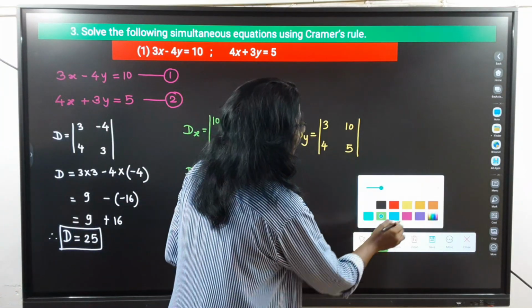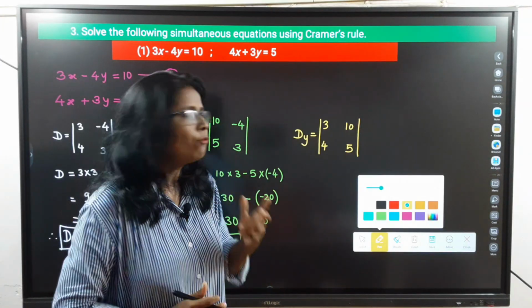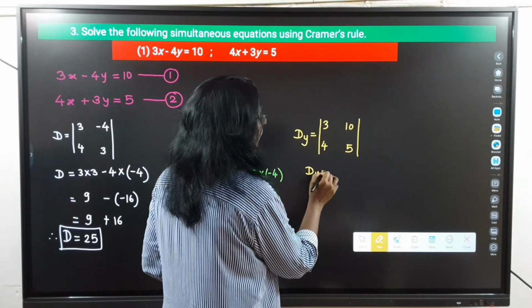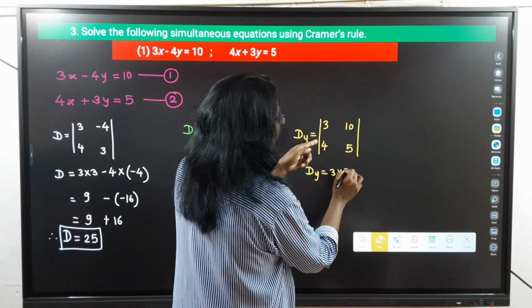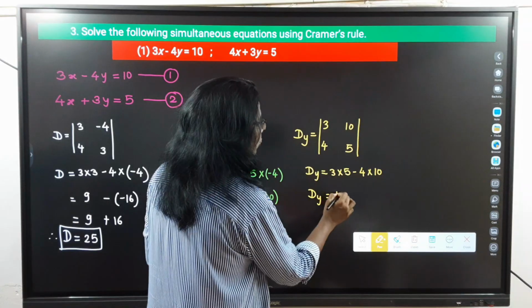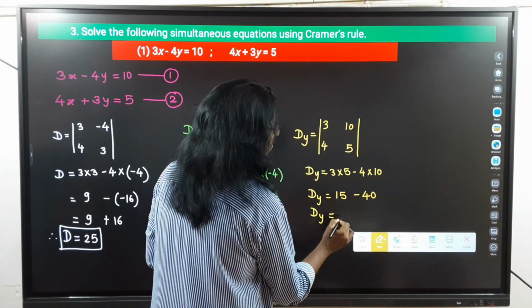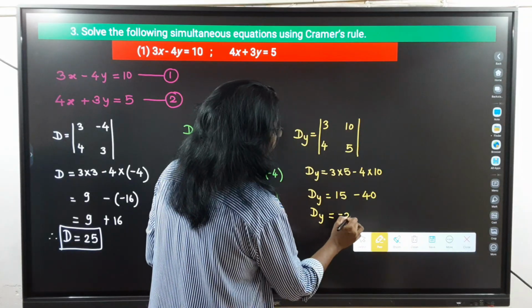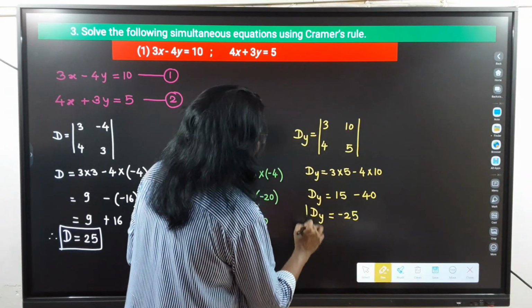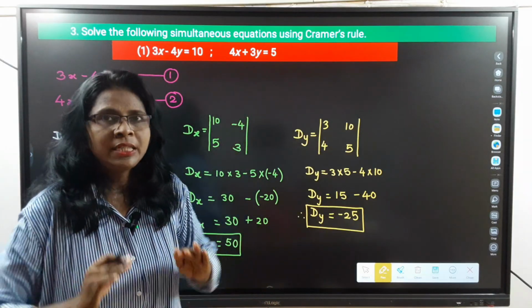Now, students, we have to find the value of determinant y. So D of y is equal to 3 multiply 5 minus 4 multiply 10. Therefore D of y is equal to 15 minus 4 10s are 40. So D of y is equal to, students, minus 25. Therefore D of y is equal to minus 25. Now this step is completed.